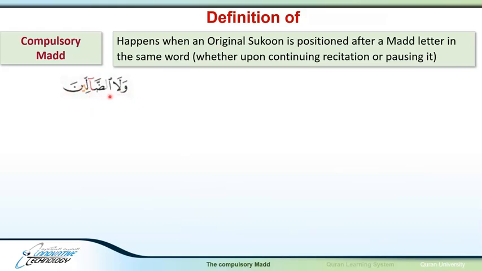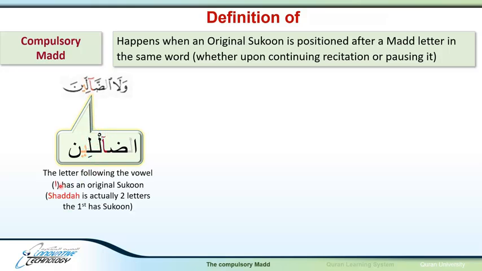We'll take وَلَضَّالِّينَ and let's concentrate on the letter following the med letter. In this case, the lam is basically a lam that has a shadda with a kasra, which is practically two letters. First, a lam with sukun followed by a lam with a kasra. So shadda is actually two letters. The first one is with sukun, and accordingly it's an original sukun and thus should have the compulsory med rule applied on it.